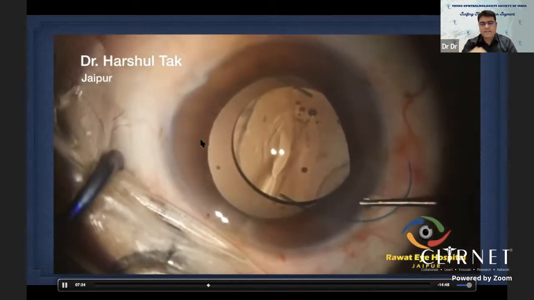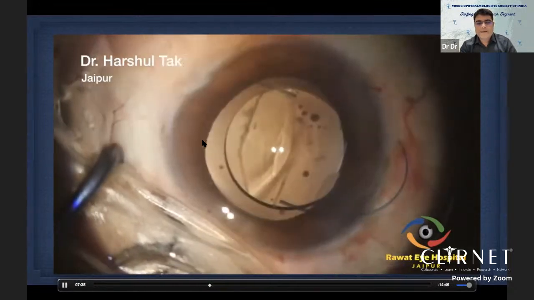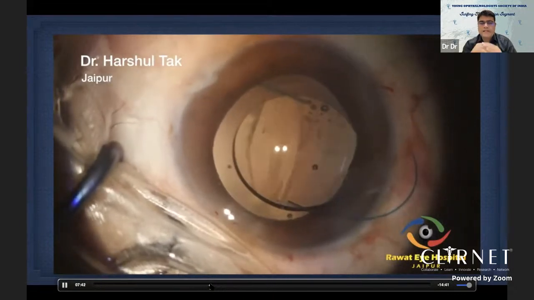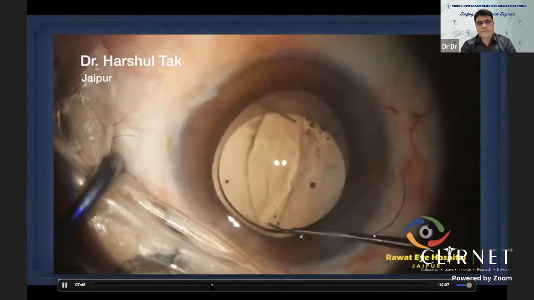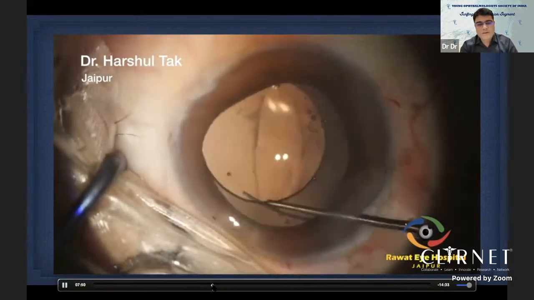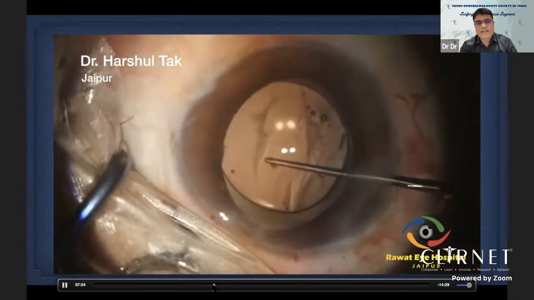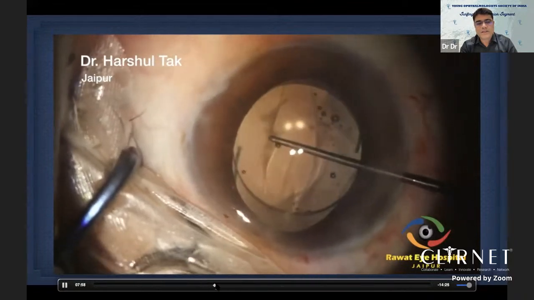So once your leading haptic is in the sulcus, you can then dial this 3-piece IOL in the capsular bag. And after that, you need to capture the optic behind the anterior capsule. So I put this, dialed it in the capsular bag. My haptics are perpendicular to the tear.